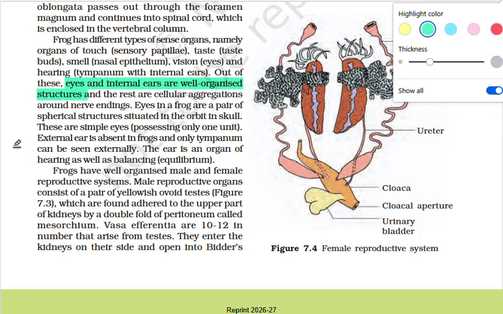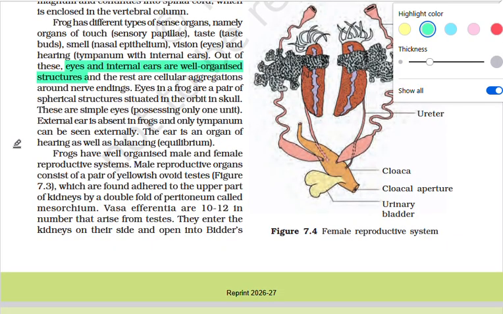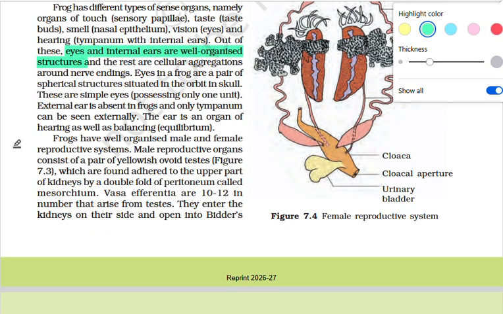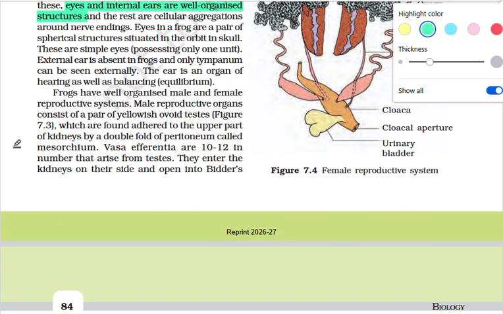Eyes in a frog are a pair of spherical structures situated in the orbit in the skull. These are simple eyes possessing only one unit. External ear is absent in frogs, and only the tympanum can be seen externally. The ear is an organ of hearing as well as balancing or equilibrium.